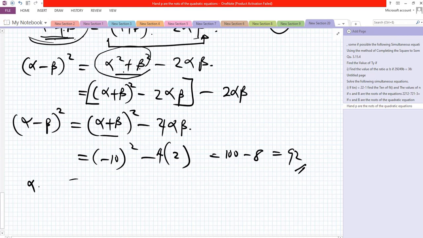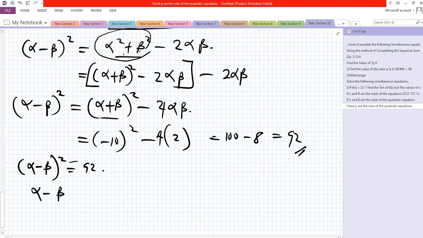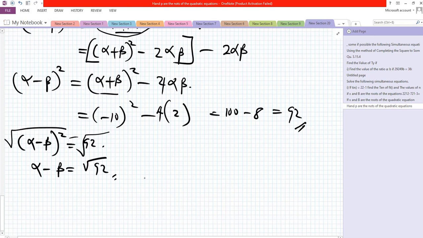So we have alpha minus beta all squared equal to 92. So alpha minus beta is equal to, taking the square root of both sides, this alpha minus beta will now be square root of 92. So we now have the square root of 92 should be the answer for this.